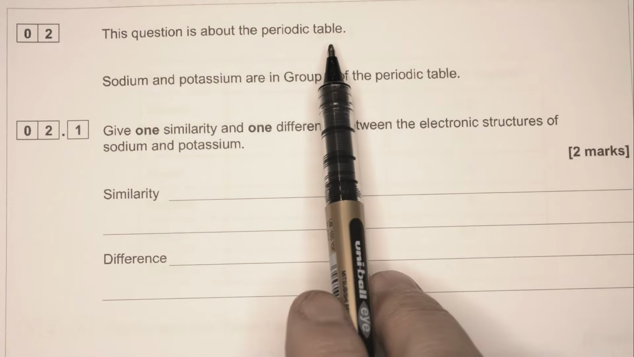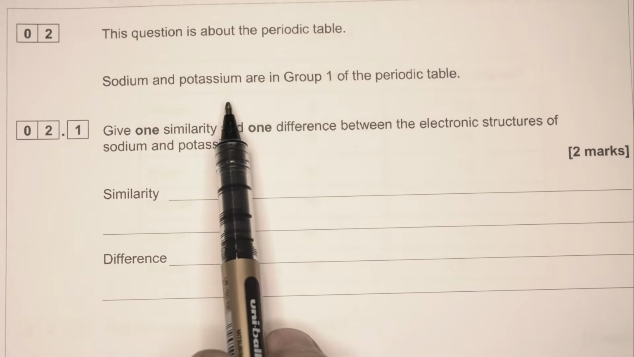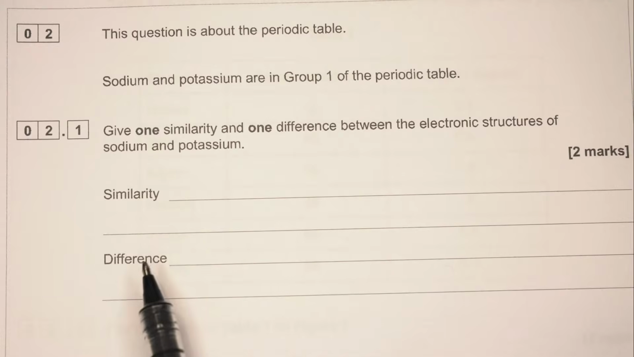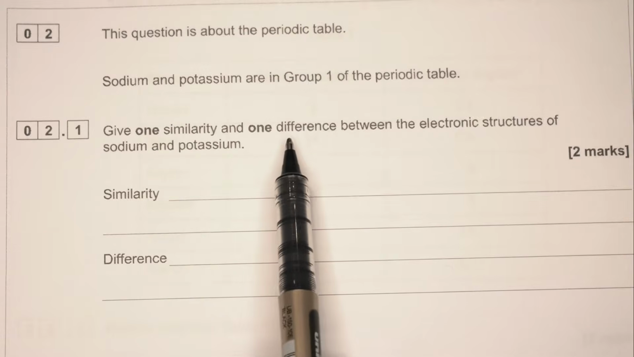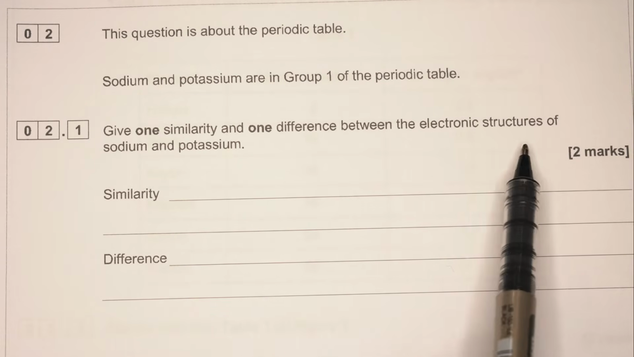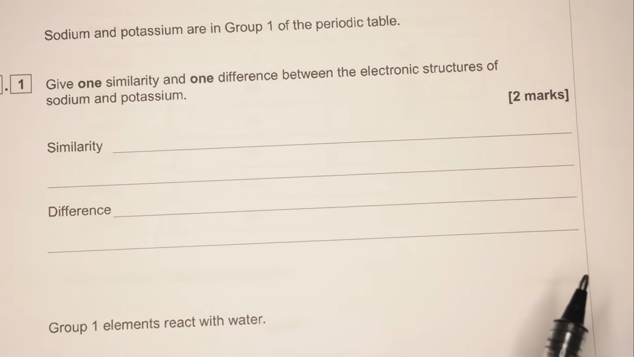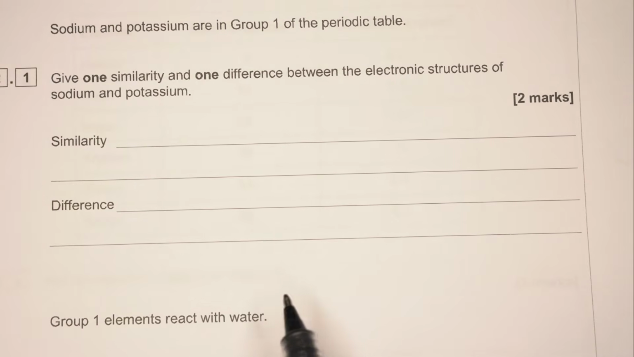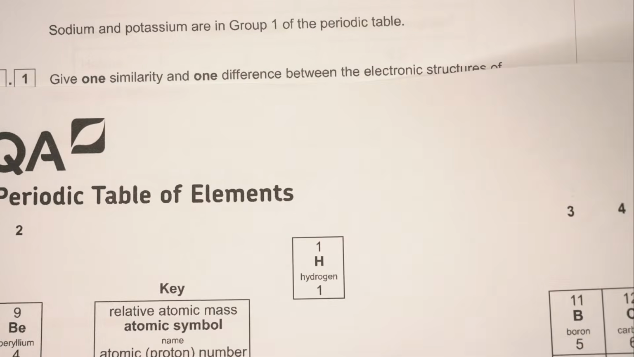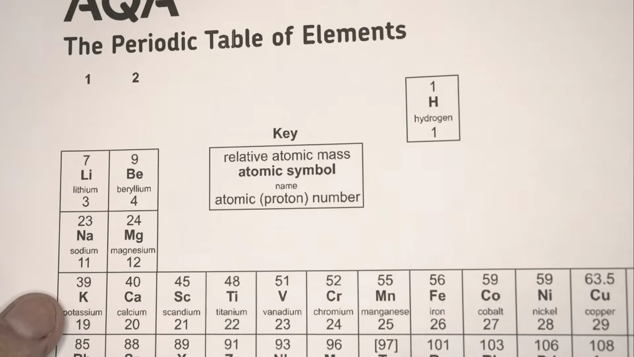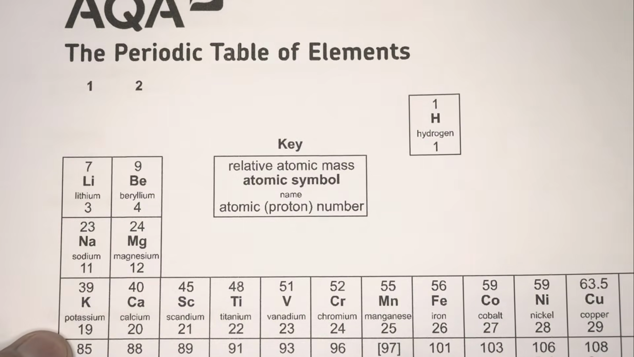This question is about the periodic table. Sodium and potassium are in group 1 of the periodic table. Give one similarity and one difference between the electronic structures of sodium and potassium. Well, one way you could do it is to quickly draw out the electronic structures. So if we draw sodium, we can see that sodium has got 11 electrons and potassium has got 19 electrons.